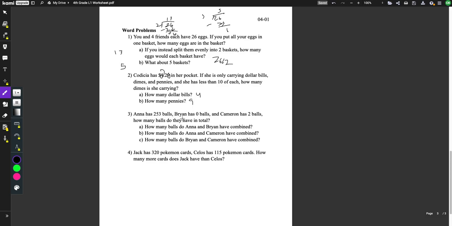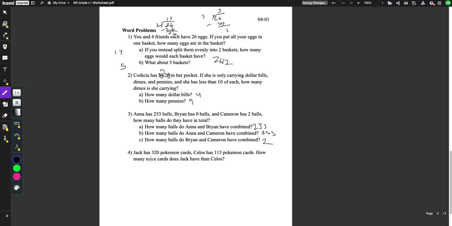Anna has 253 balls, Brian has 0 balls, and Cameron has 2 balls. How many balls do they have in total? How many balls do Anna and Brian have combined? 253 plus 0, it's 253. Anna and Cameron have combined 253 plus 2, 255. Brian and Cameron, 0 plus 2, that's just 2.